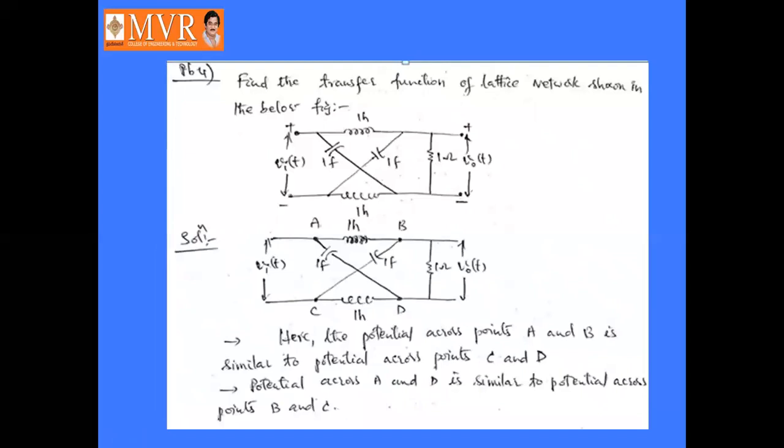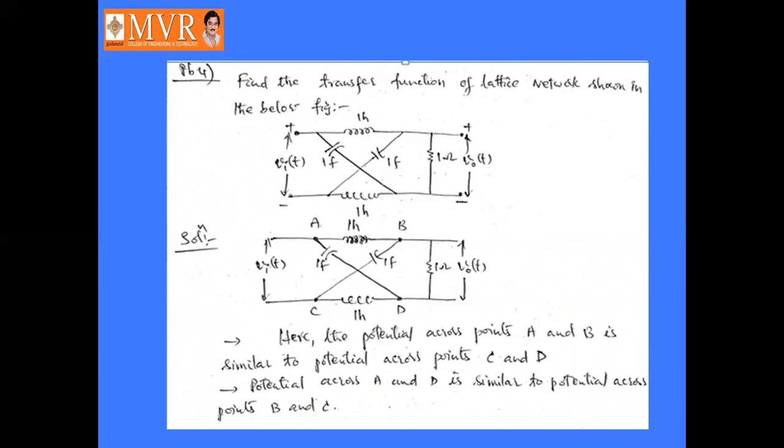Now we will see the next problem: find the transfer function of the lattice network. Here the lattice network is given like this. How do we find the transfer function? It is output by input. Here the output is v naught of t and the input is vi of t. The transfer function H of s is equal to V naught of s by Vi of s.